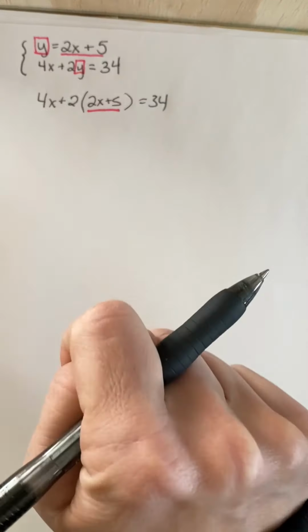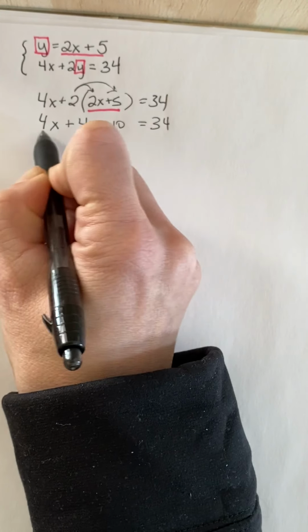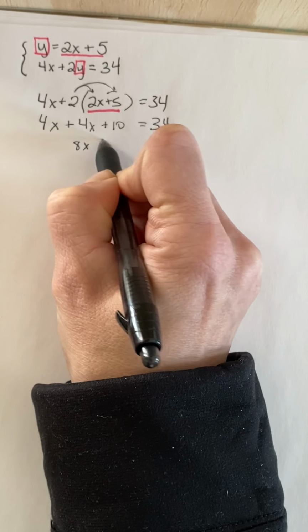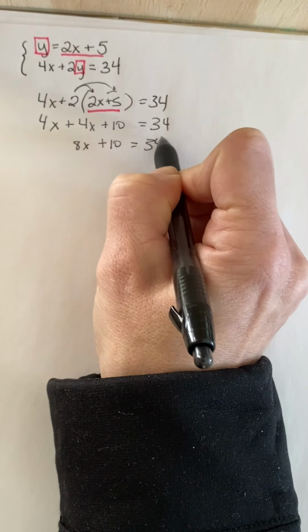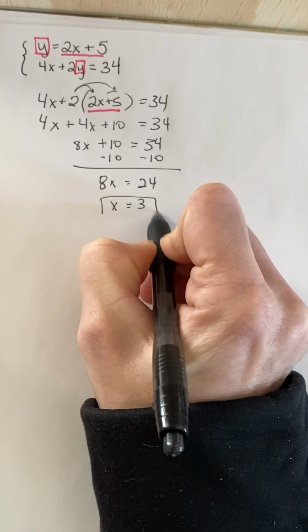For some students, this is a great method because they are very fluent in these step-by-step equations. For others, this is very tricky. When I use the distributive property, I get plus 4x plus 10 equals 34. I am going to combine these like terms to get 8x plus 10 equals 34. You all did amazingly with your equation solving, so I'm not going to spend too much time here, but I end up with 8x equals 24. When we divide by 8, we get x equals 3.